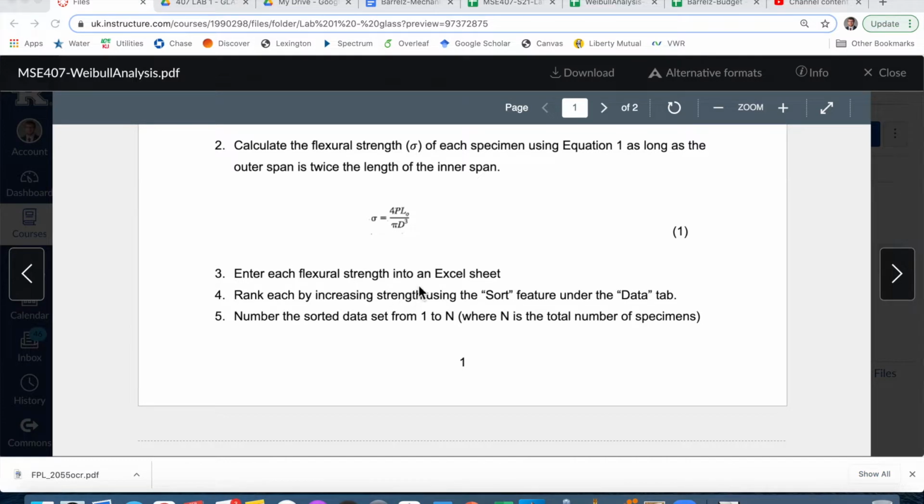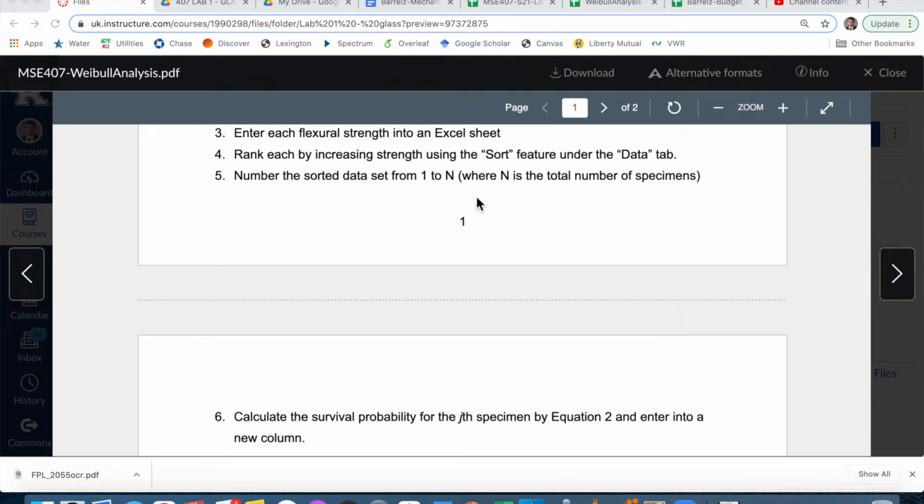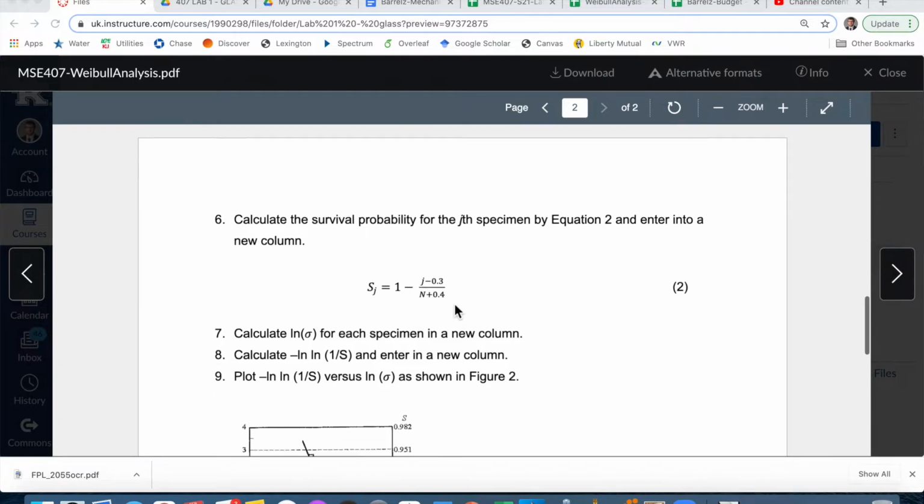We are going to start out by calculating the flexural strength in Excel, and then we are going to rank with increasing strength in that spreadsheet, so that we have a ranked number from 1 up to the total number. Then we're going to calculate survival probability. This is the equation that you should have seen in the slides. So we're going to use that.